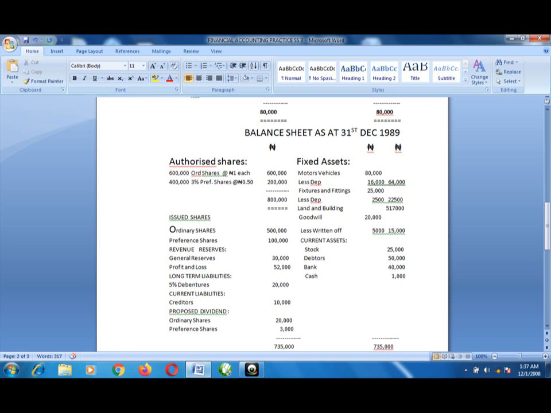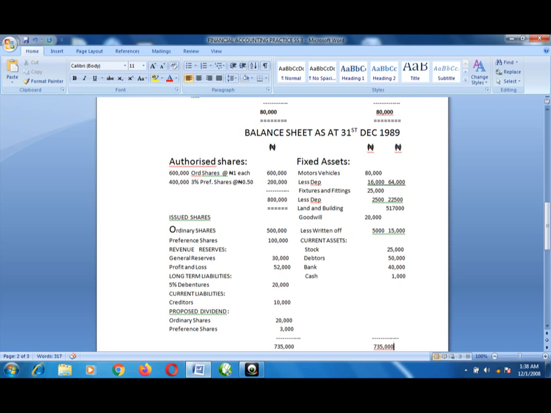But if you want to mix them together like this one, you have a fixed asset, motor vehicle. Motor vehicle, you have 80,000 less depreciation given to you under the major body of the question, 16,000. If you minus 16,000, you have 64,000. But take note of one thing: if the provision for depreciation is given and you are given another percentage to derive the depreciation figure under additional information, and you take that percentage to calculate the depreciation, here remember you are given one as a provision for depreciation. Now this time around we have two values of depreciation.